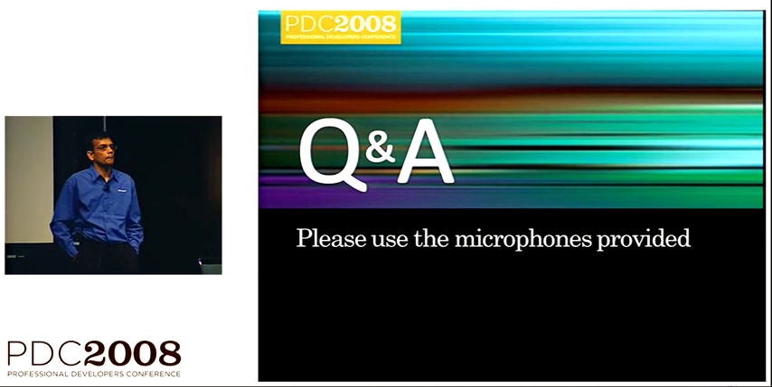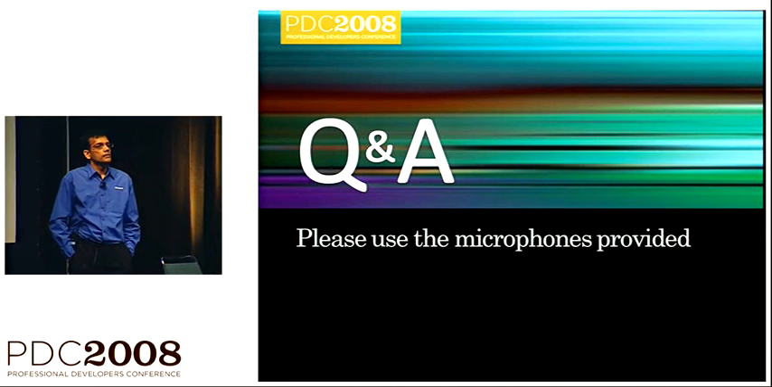Is Velocity going to have the same types of cache dependencies as, say, the web cache does today?